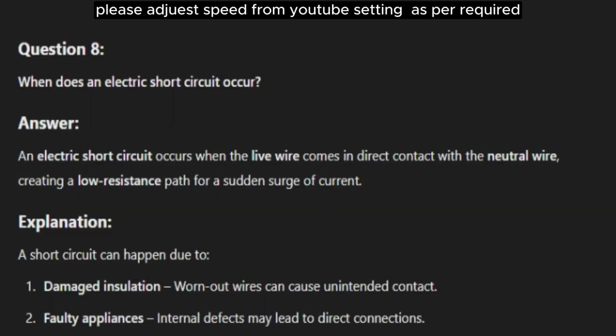Question 8. When does an electric short circuit occur? Answer. An electric short circuit occurs when the live wire comes in direct contact with the neutral wire, creating a low resistance path for a sudden surge of current.